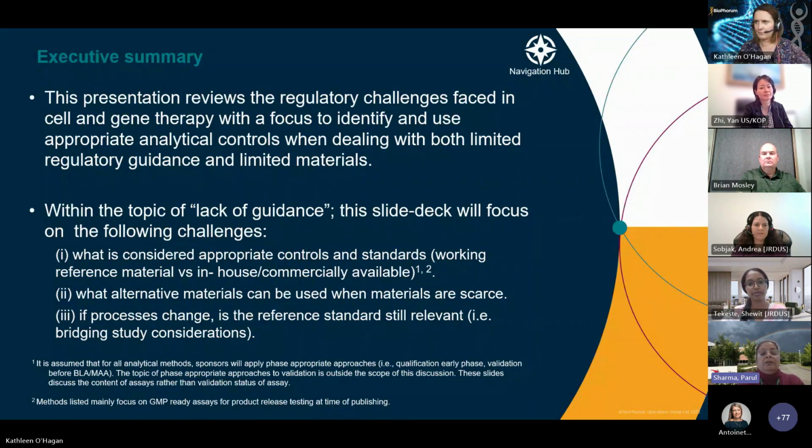What is considered appropriate controls and standards? That is, what are the working reference material versus in-house or commercially available materials? What alternative materials can be used when materials are scarce for some of the assays? And if processes change, is the reference standard still relevant? That is, bridging study considerations. All these slides will be spoken to by the next few people. Thank you.